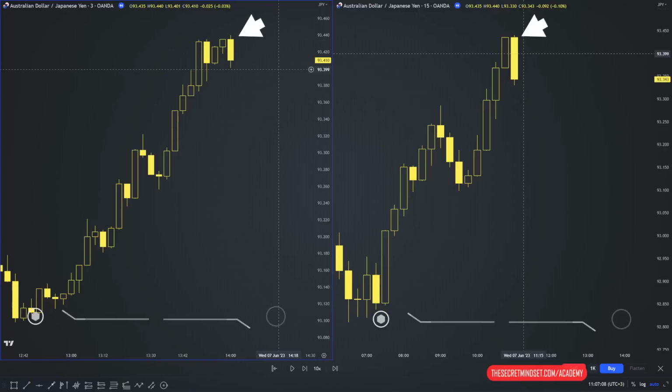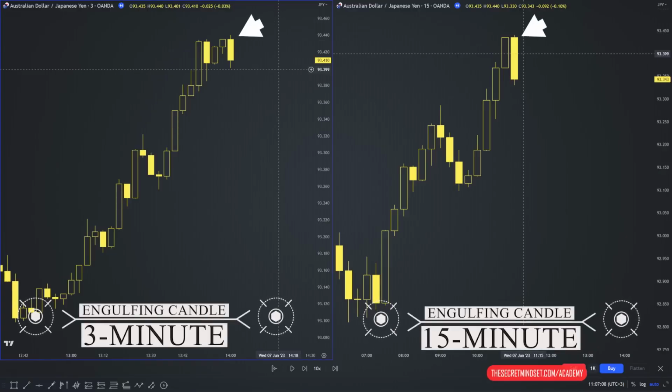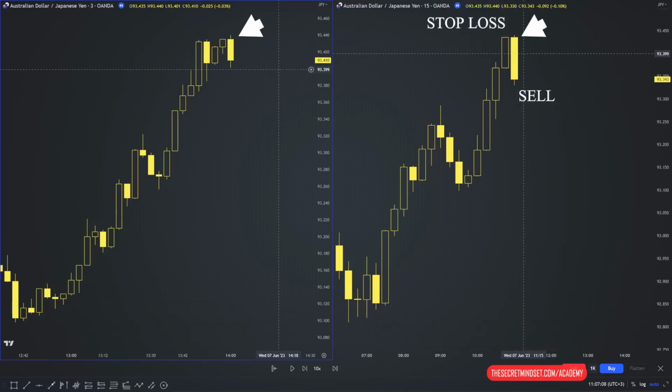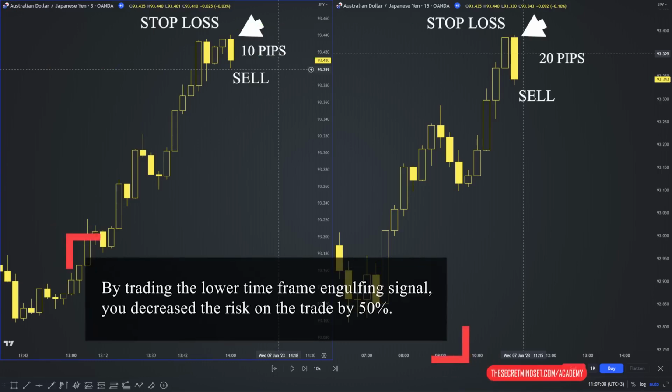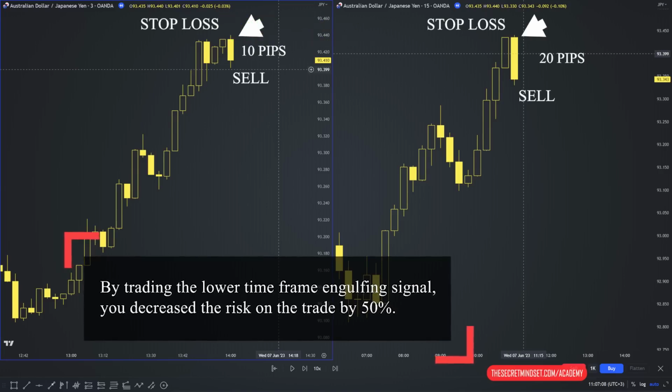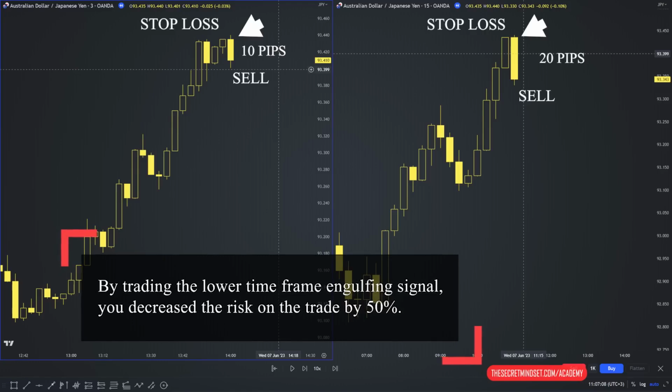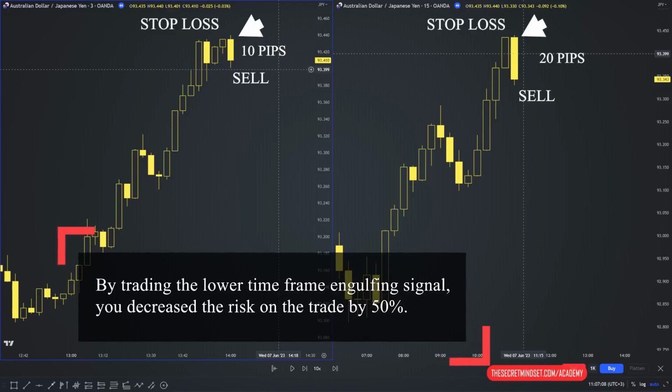If you choose to enter the market based on the engulfing candle observed on this time frame, the distance between your entry point and the stop loss level would be around 20 pips. However, if you switch to a lower chart and enter the trade based on the engulfing candle seen there, your risk would be reduced to only 10 pips. By doing so, you have effectively decreased the risk on your trade by 50%. Over a series of 10 to 20 trades, this reduction in risk can accumulate to a significant amount of money saved or earned.